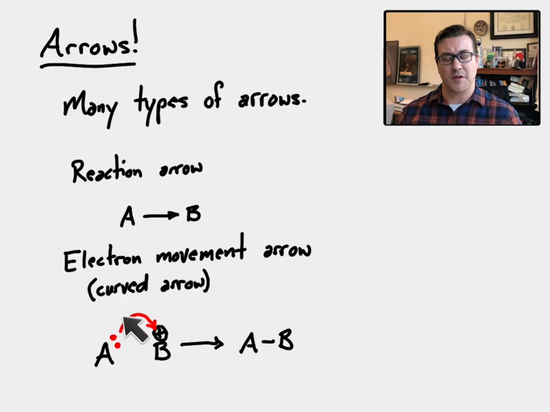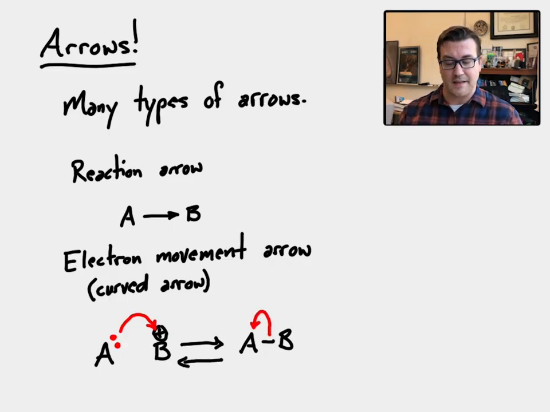The next type of arrow are electron movement arrows, and these are also sometimes known as curved arrows. The key thing about curved arrows is they always go from where electrons are, in this case this lone pair of electrons on A, to where they aren't, or where there's a place for them to go, in this case an empty orbital on this cationic B. When these electrons from A interact with B, they form a bond, and we now draw that as A and B being bound together.